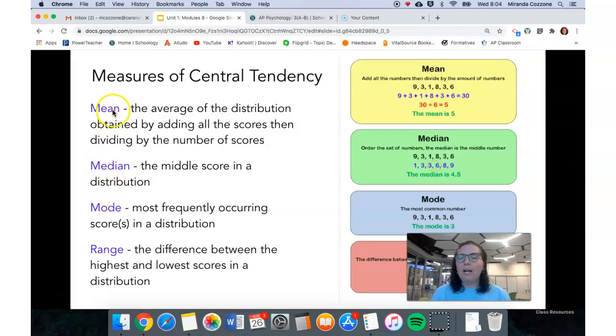So it's important as we're looking at data that we're actually looking at these different types of measures of central tendency, because each one tells a different story, and the more we have, the better equipped we are to describe what's going on.